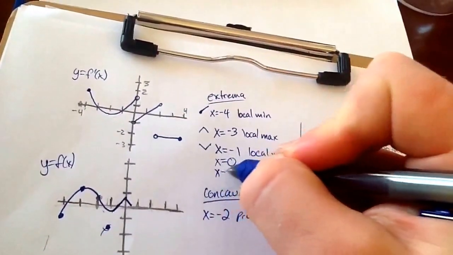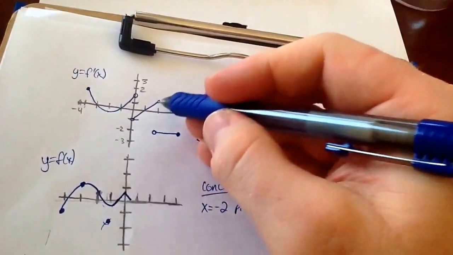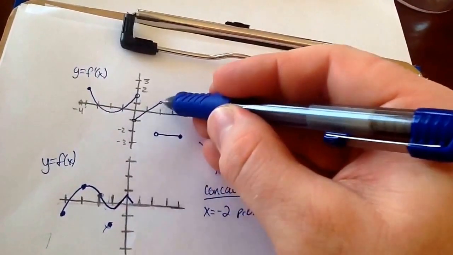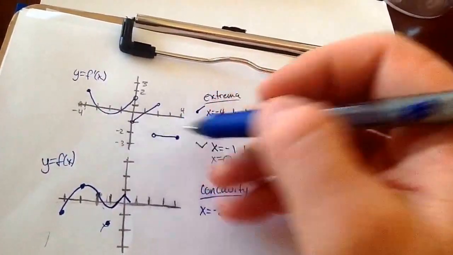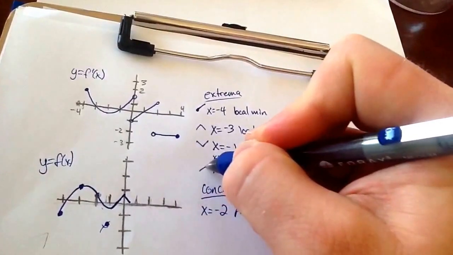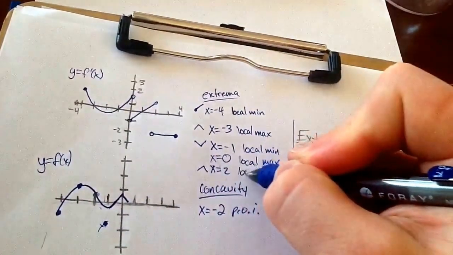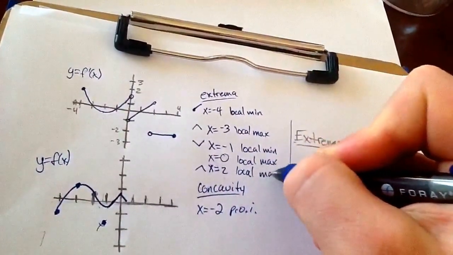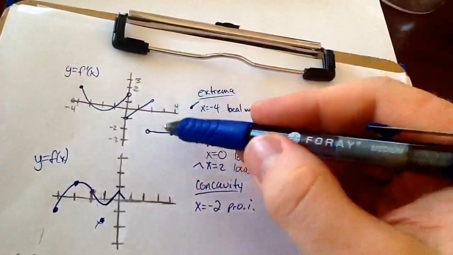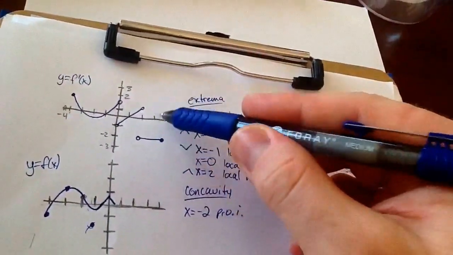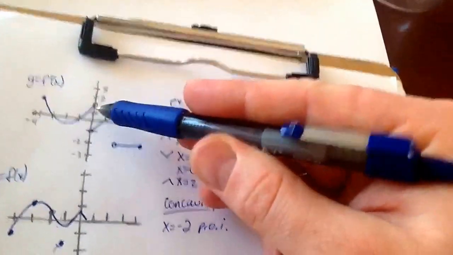X equals 2. Slope jumps from +1 to -2. So it's going to jump from +1 to -2. That's going to be a local max also. And then the rest of it, it's all defined. So that's how you deal with gaps.